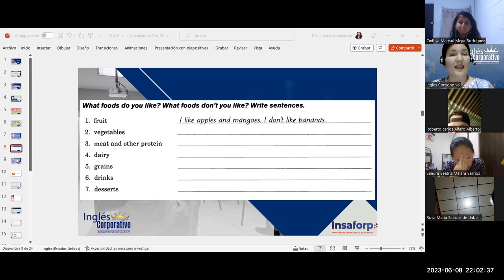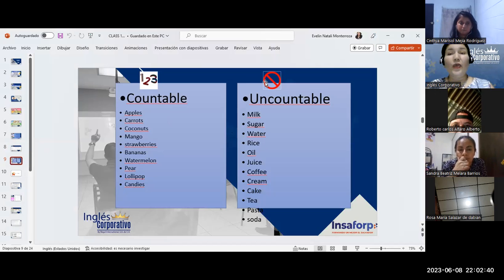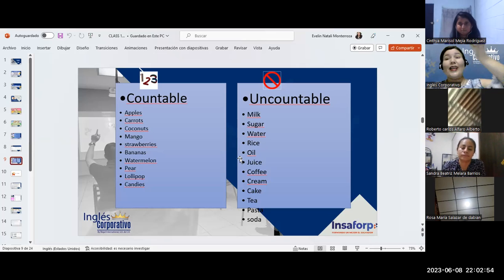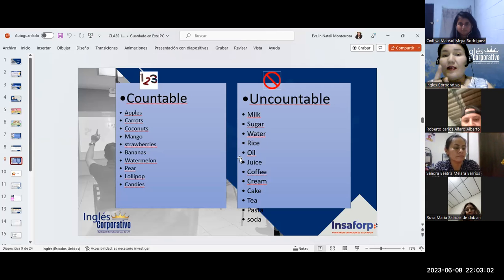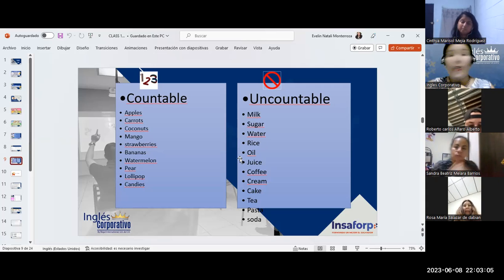And here I have another example. With the food, you need to be very careful with these two categories, countables and uncountables. What is the difference? Countables are all the things that you can count and make plural, okay? Todos los que se pueden contar y hacer plural son countables. Uncountables are the ones that you cannot count and you cannot make plural because you cannot make them separate, okay? Todos los que no podemos hacer plural o que no podemos contar individualmente, it's uncountable.